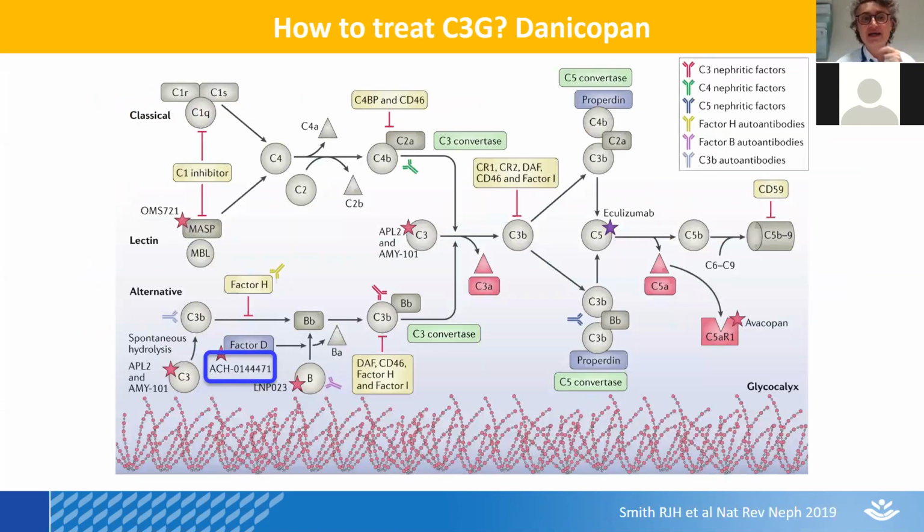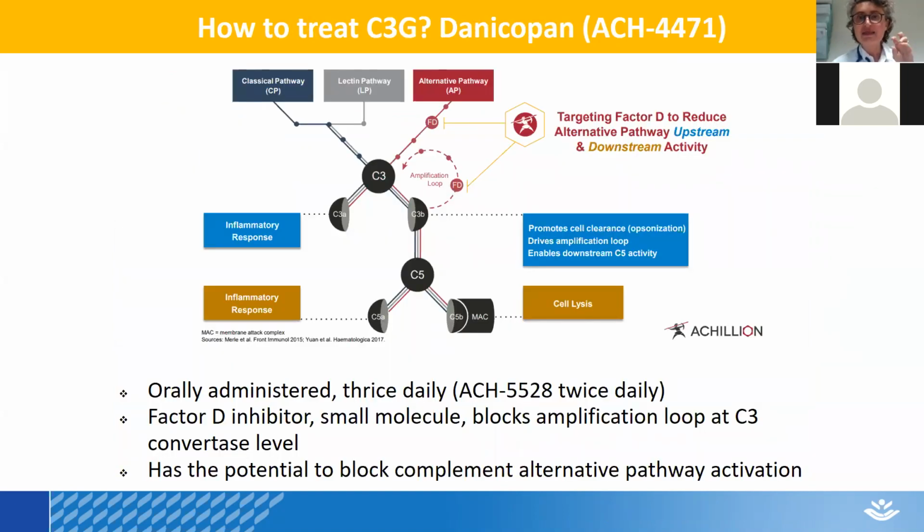Another agent that has been partially already studied in a trial, but the results are not available yet, and to my knowledge, it has been used only in adults, is called danicopan, or ACH4471. And this is also an oral agent that targets factor D. Now, factor D is one of the regulators of C3 and of the C3 convertase.